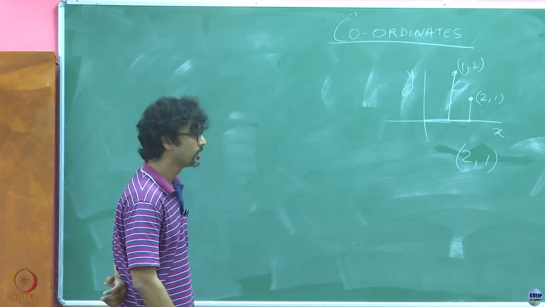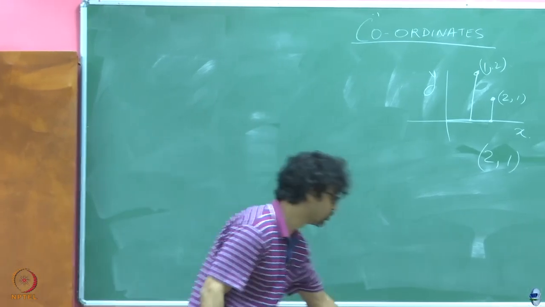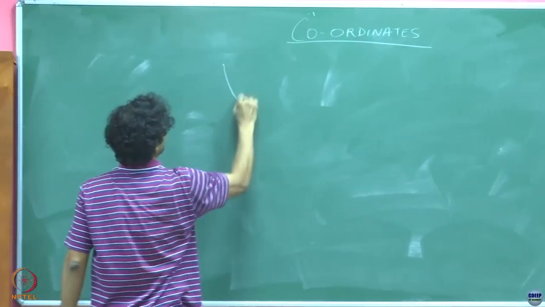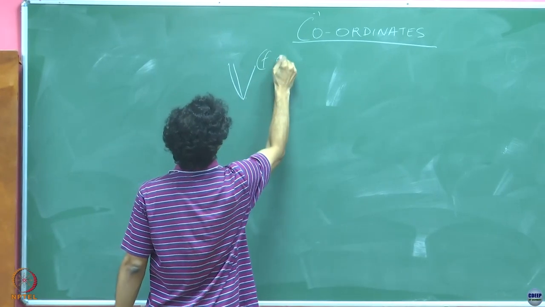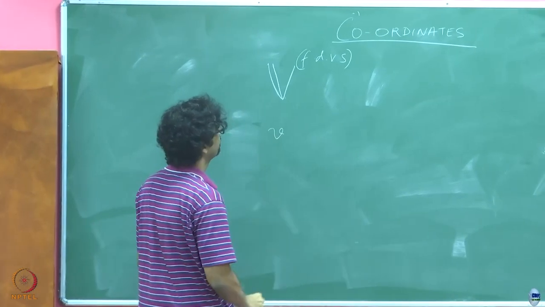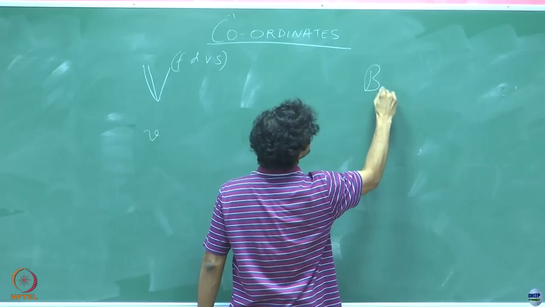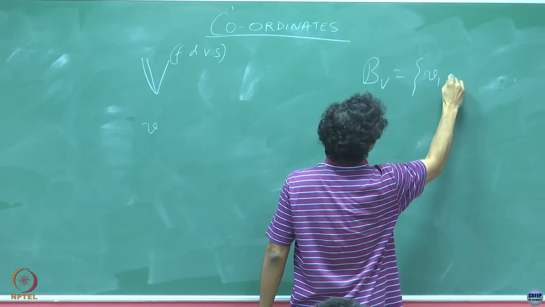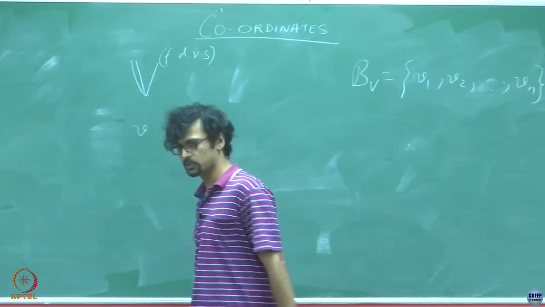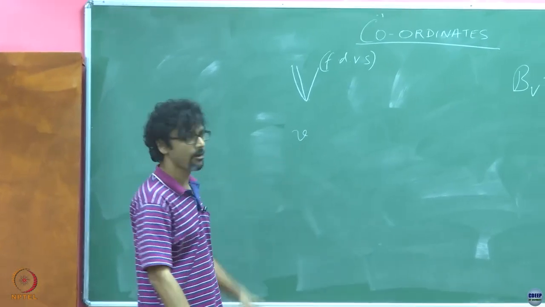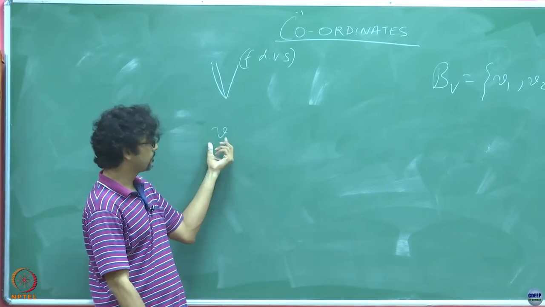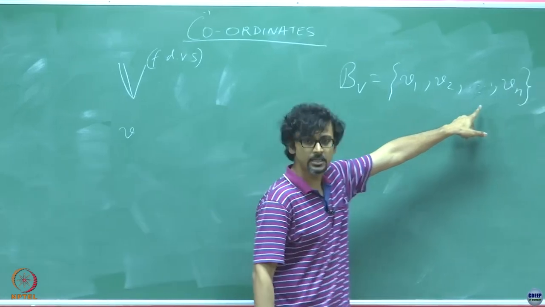Just think about it. Now forget about the special case of R2 or any Euclidean space. And let's say you have a vector space V. Of course, a finite dimensional vector space is what we have in mind, right? And you choose a vector v here. Suppose there's a basis for V given by v1, v2 till vn. So that means it's an n-dimensional vector space. The moment I give you this v, we have seen in the previous lecture that there is a unique way of representing this v in terms of the basis elements.